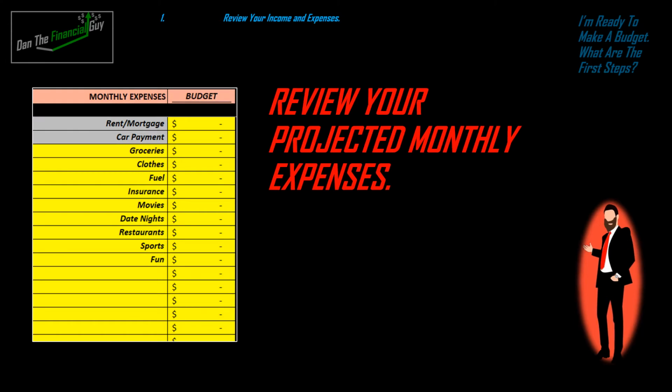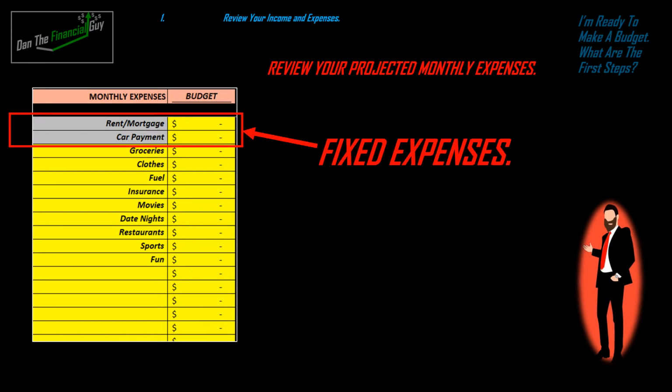Next, move to your monthly expenses. Start with your fixed expenses. Any expense that you know will be the same every month is a fixed expense, such as your rent or mortgage, your car payment, or any other fixed expenses you may have.